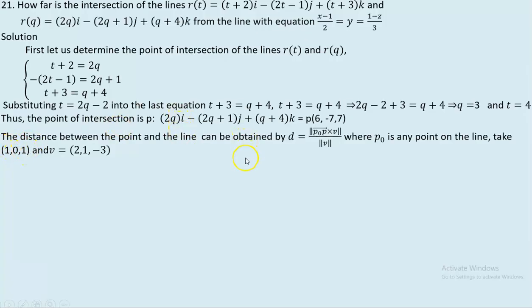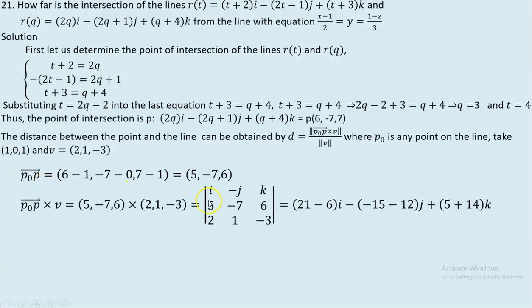So the corresponding intersection point you obtained here is considered to be p. So this p is 6, minus 7, 7. So we can determine now p naught p. This p naught p is nothing but deducting what, students? p naught from p. So what you need to do is like this: 6 minus 1, it will be 5. And minus 7 minus 0 is minus 7. And here 7 minus 1 is 6. So you are left with p naught p to be 5, minus 7, 6. So you need to carry out now the cross product between p naught p and v. Your p naught p is this, and your v is 2, 1, minus 3.